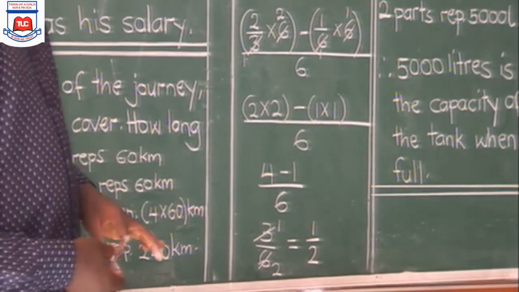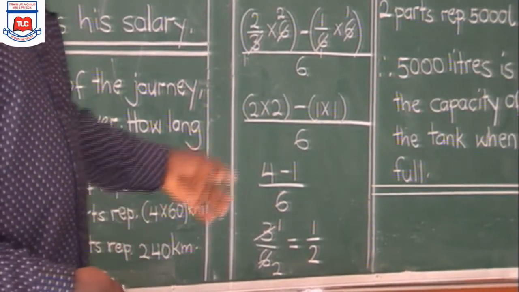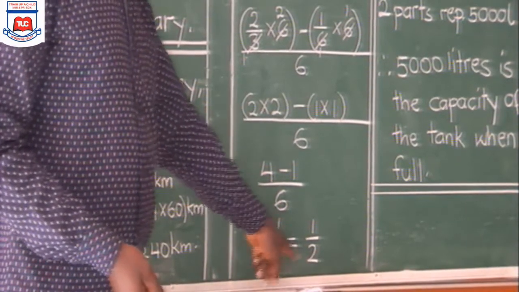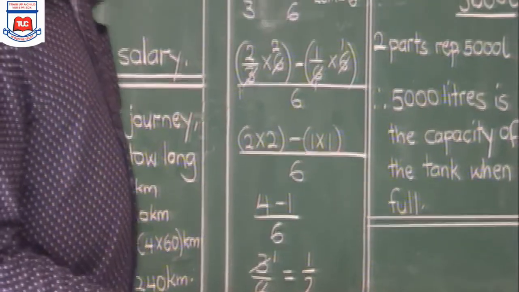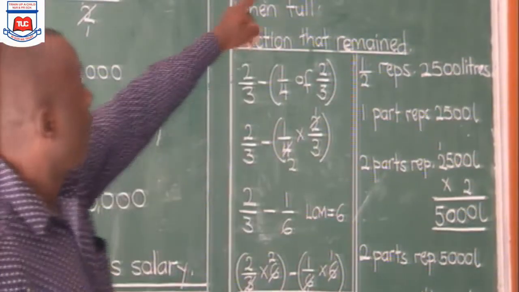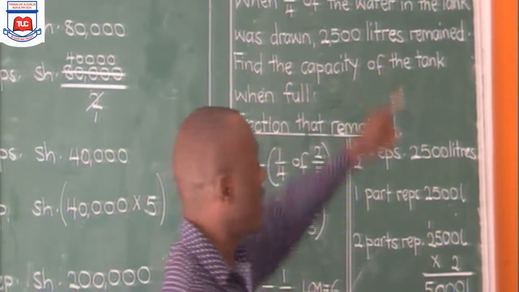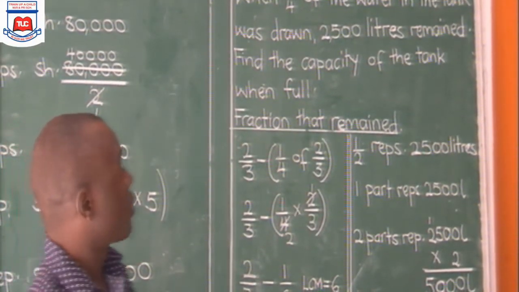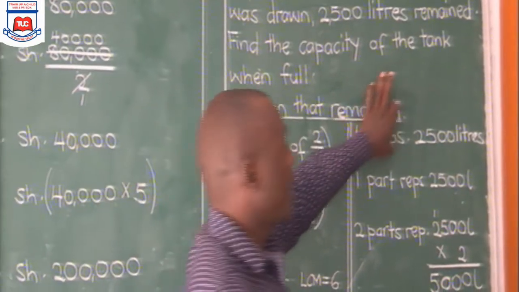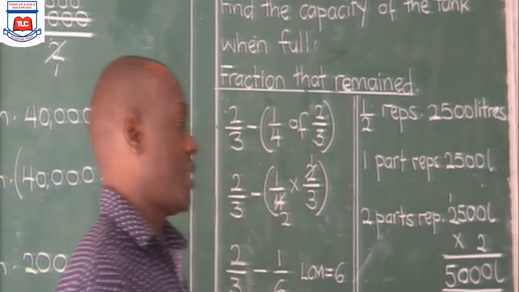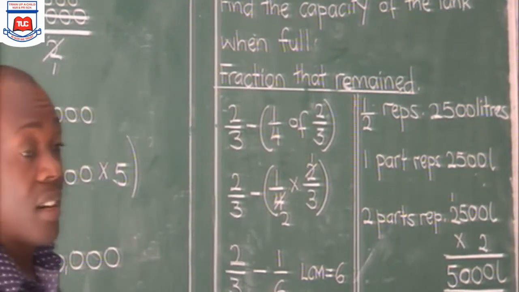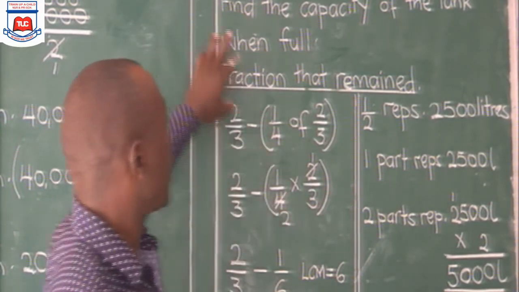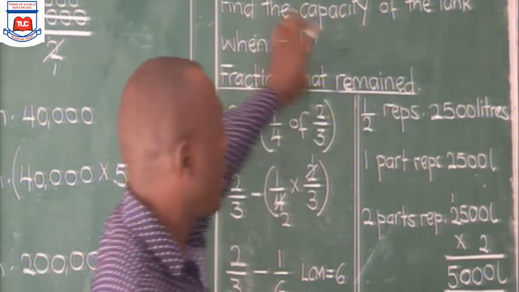3/6 are both divisible. 3 and 6 are both divisible by 3. Divide by 3 once, you get 2. So a half is the fraction that remained. But remember, 2,500 liters remained, and a half has been ascertained as the fraction that remained. That's why we say a half represents 2,500 liters, meaning a half of the tank holds 2,500 liters. Now the question reads, find the capacity of the tank when full.